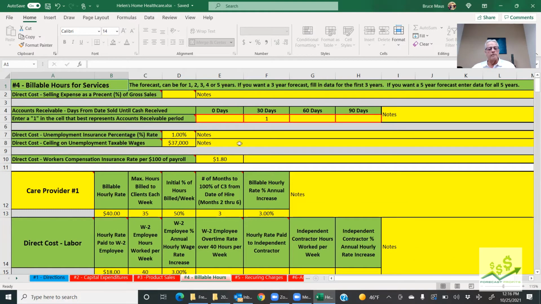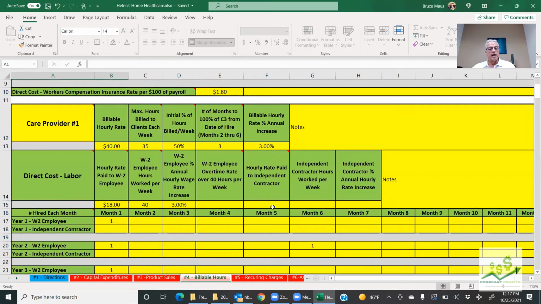The model will take into account all payroll deductions that are necessarily levied by the federal government. In this case, you need to do a little bit of research to know what the unemployment compensation rate and the workers' compensation rate is in your particular state. Note that there are some cells that have a red border around them. You need to insert a value in one of these cells or you will get an error message.